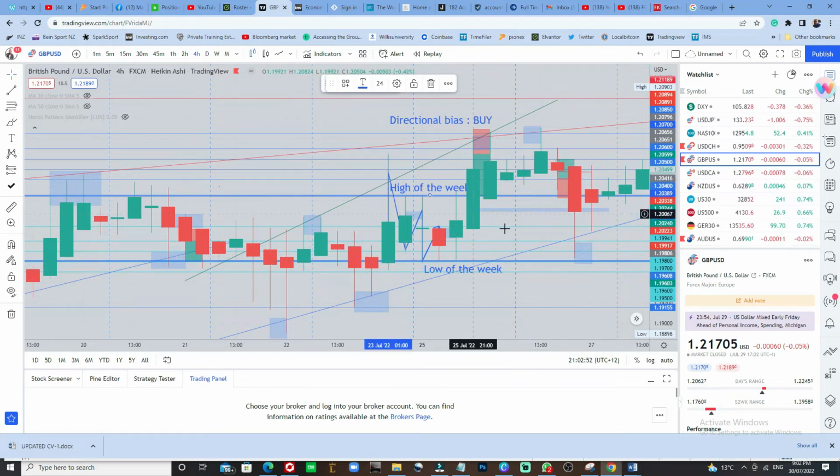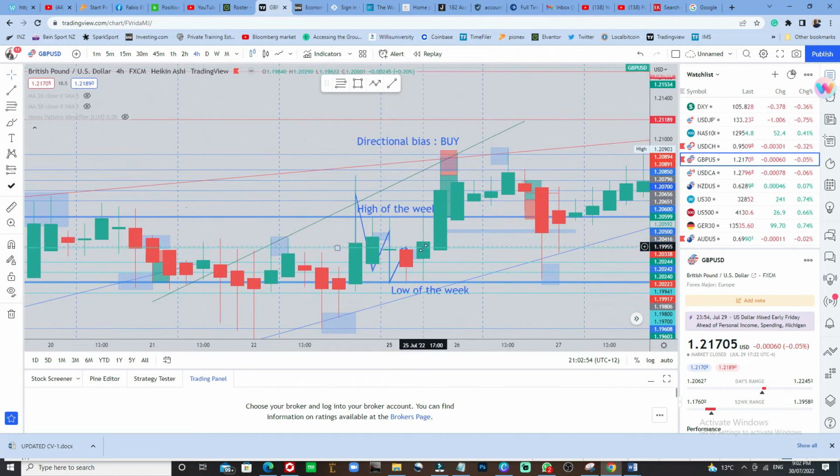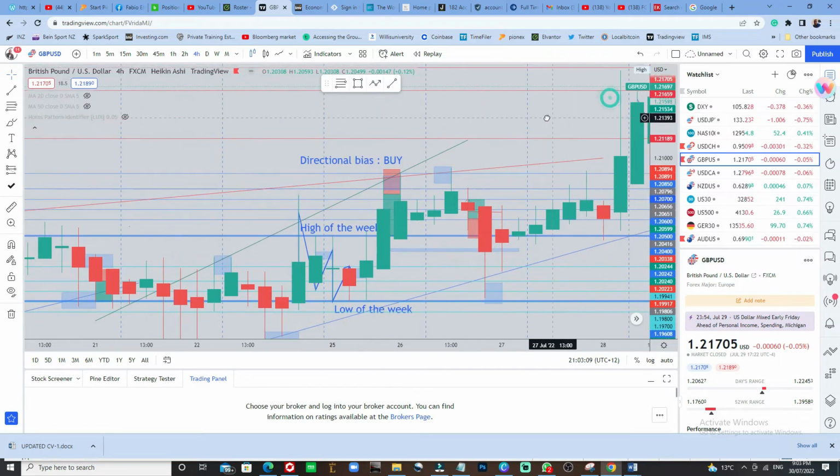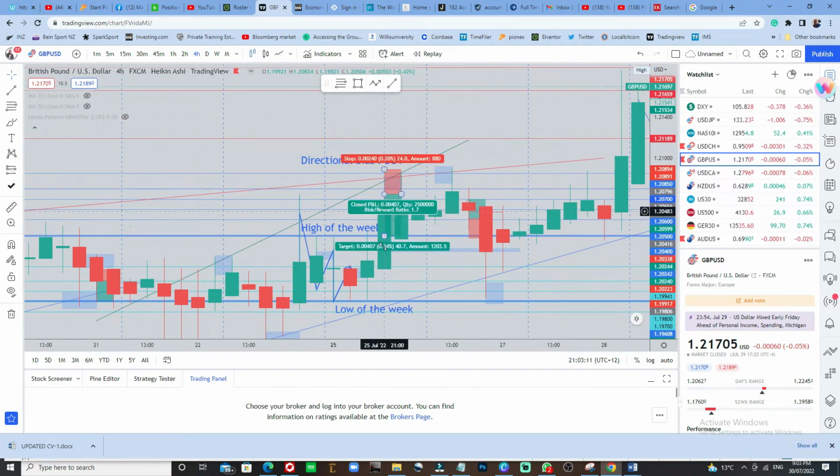Secondly, what I did was to identify the directional bias, meaning what direction we are expecting the market to go in the week. Any candlestick that breaks through those two lines will most likely give us the direction of the week. This candlestick was the directional candlestick, and you can see that it pushed to the upside. What does it mean? Buy.